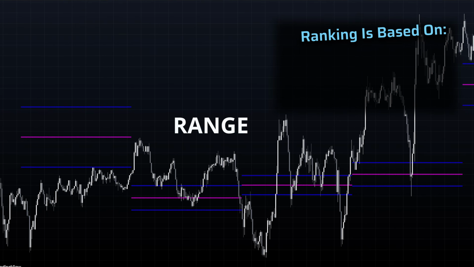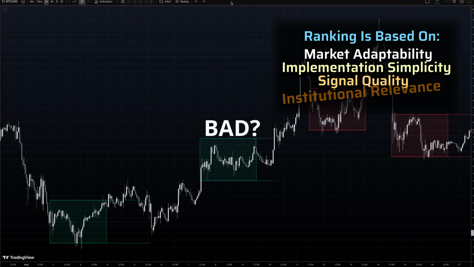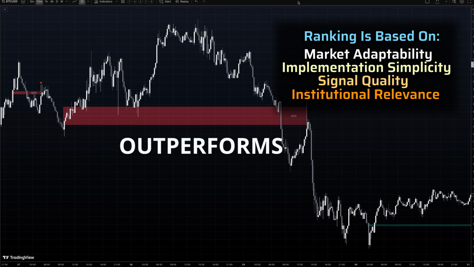5 TradingView range filters ranked from worst to best. Is our lowest rank really that bad, or does number 1 clearly outperform the others?